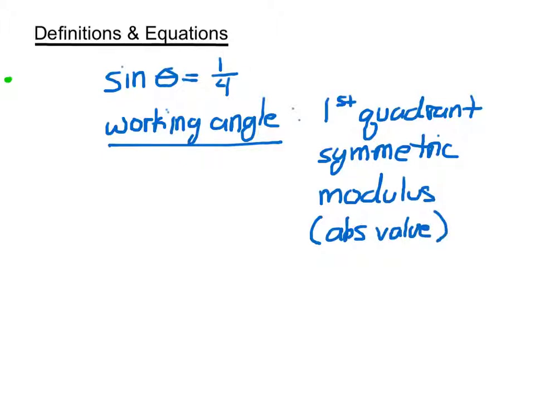Now in this case, 1/4 is already positive, so I actually don't really need to change it. But sometimes I'll have a ratio that's negative, and I'll need to use the modulus to find the working angle in the first quadrant. And that will become clear as we go through a few examples.